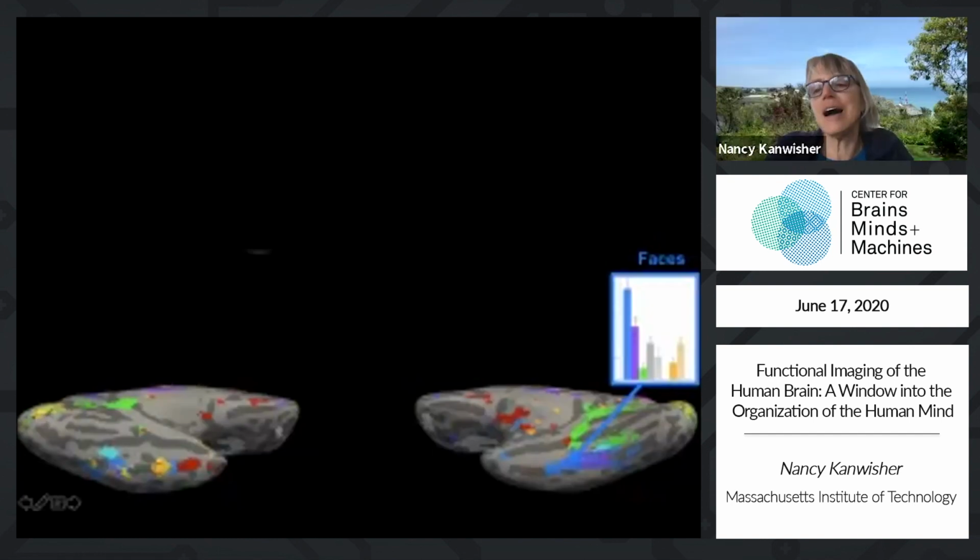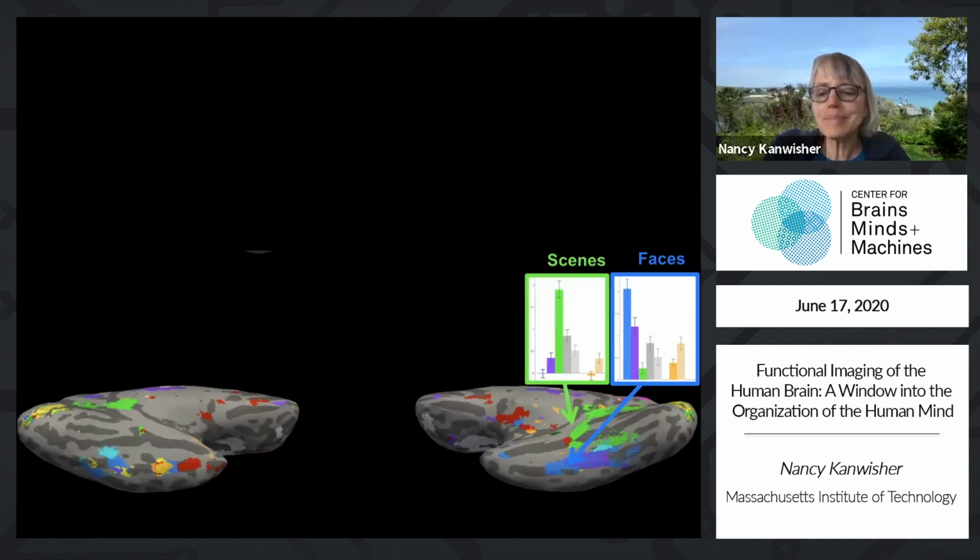So you see a higher response to faces than anything else right there. That's the fusiform face area that responds selectively to faces. Okay, right next door is this little region in green that responds for the same set of stimuli very strongly to scenes, not at all to faces, and weakly to everything else. That's the parahippocampal place area that likes places.